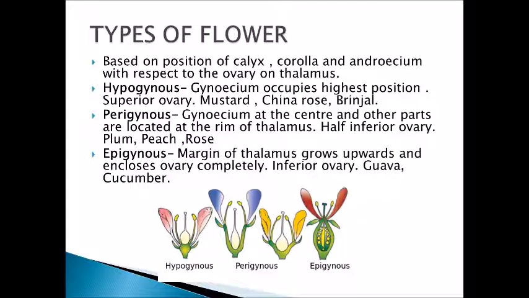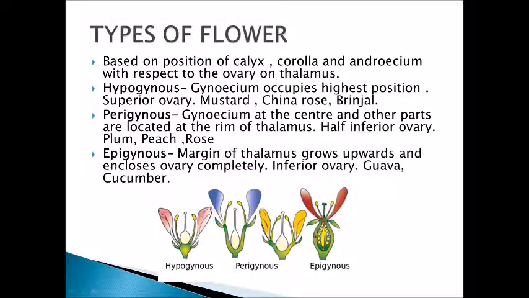The third type is epigynous. This is just opposite to hypogynous. In this, the margin of the thalamus grows upwards and encloses the ovary completely. In this diagram, you can see this green part is the thalamus. This thalamus is growing upward and enclosing this ovary, where you can see these yellow ovules and this placenta. This structure is the ovary.